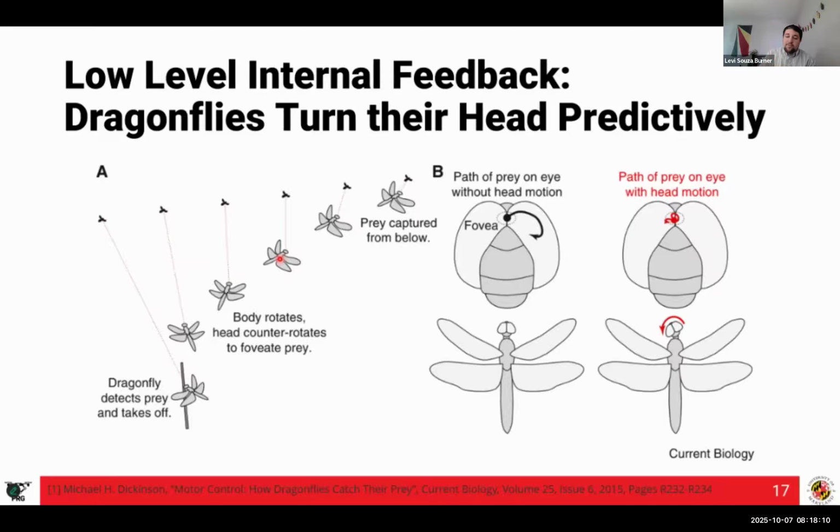And this is because there's a 50 millisecond delay in the processing system of a dragonfly's brain, which means if it actually wants to capture this fly, it has to move its head before it knows where the prey is. 50 milliseconds is a lot of time if you're trying to capture a fly. This diagram on the right shows what would happen if the body of the dragonfly moved, but the head was fixed. You would see that the insect would not remain on the fovea of its eyes. But with this predictive motion, it's actually able to keep the prey very close to the center.